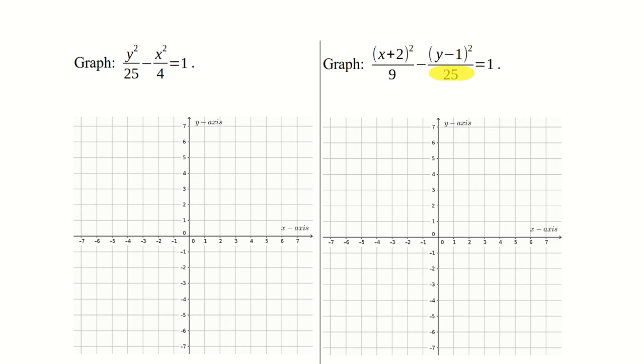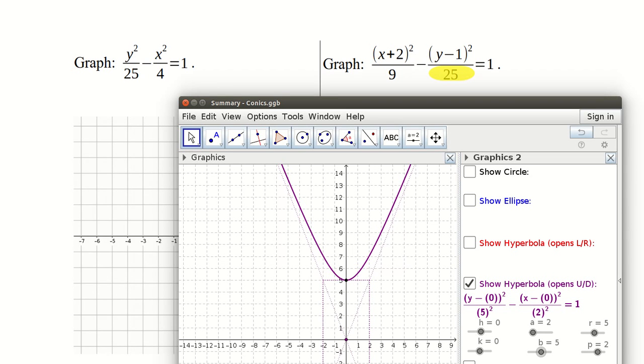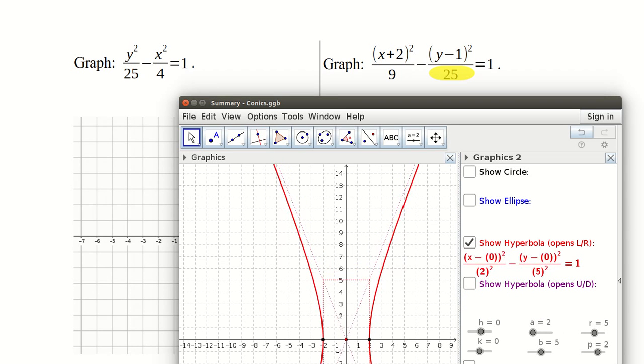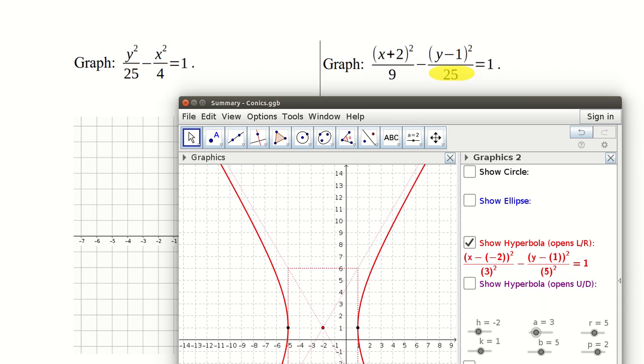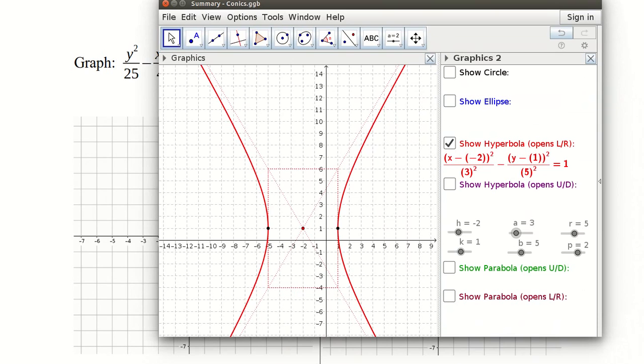So let's graph this. So this hyperbola opens right and left, so we'll select that. H is -2, K is +1, the horizontal offset A is 3, the vertical offset B is 5, and there's our hyperbola. The center is shown, the two vertices to the right and the left, the representative rectangle, the asymptotes, and then the two branches going off to the left and the right.